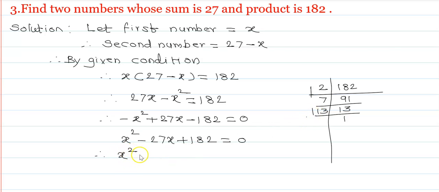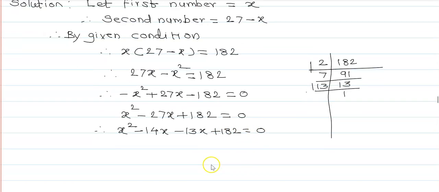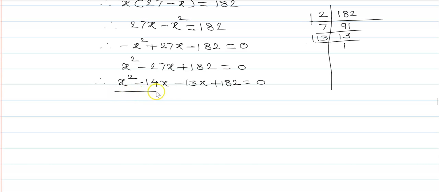x square minus 14x minus 13x plus 182, and that equals 0. I will take the common from these two and these two. Take x as a common, and then in bracket you will get x minus 14, and from these two minus 13, x minus 14, and that equals 0.